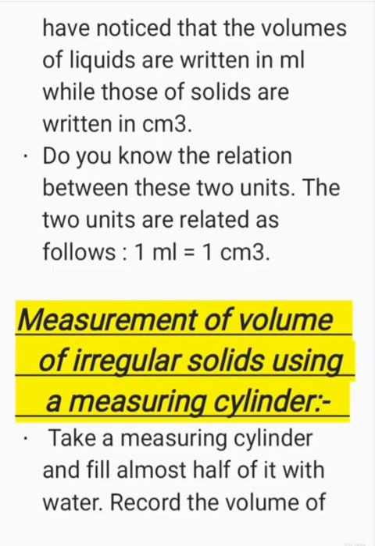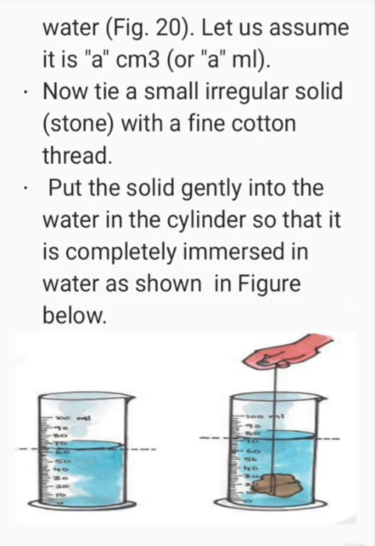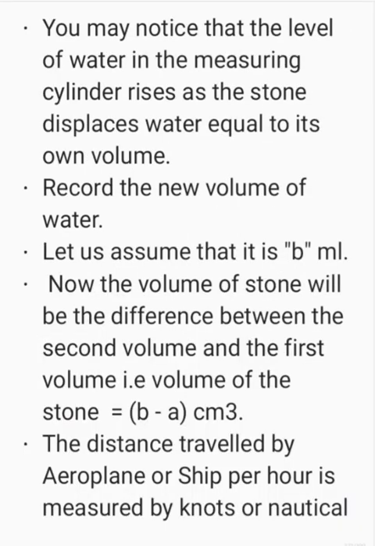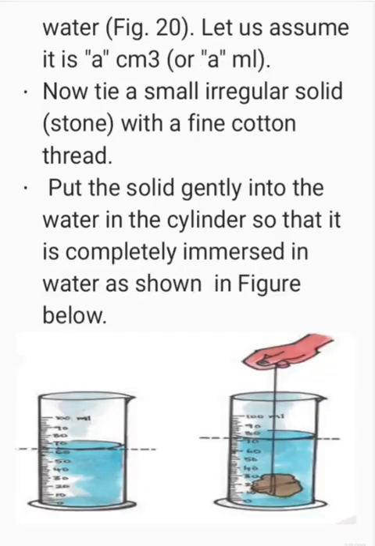Measurement of volume of irregular solids using a measuring cylinder. Take a measuring cylinder and fill almost half of it with water. Record the volume of water, figure 20. Let us assume it is A cm³ or A ml. Now tie a small irregular solid, a stone, with a fine cotton thread. Put the solid gently into the water in the cylinder so that it is completely immersed in water, as shown in the figure below. You may notice that the level of water in the measuring cylinder rises as the stone displaces water equal to its own volume.